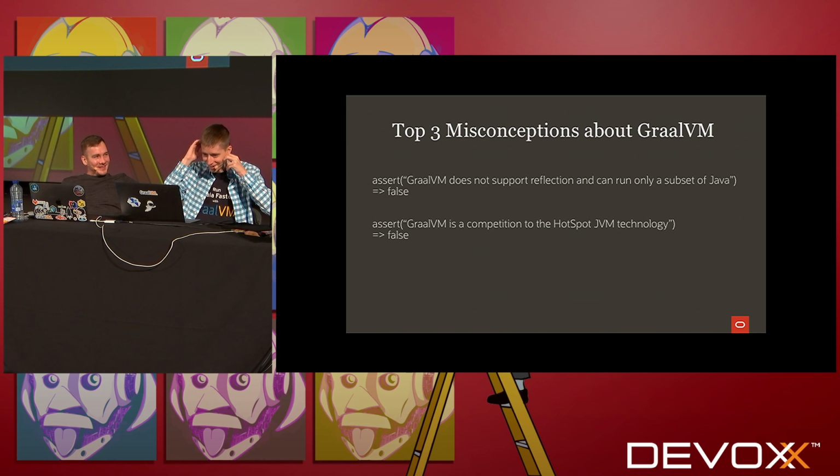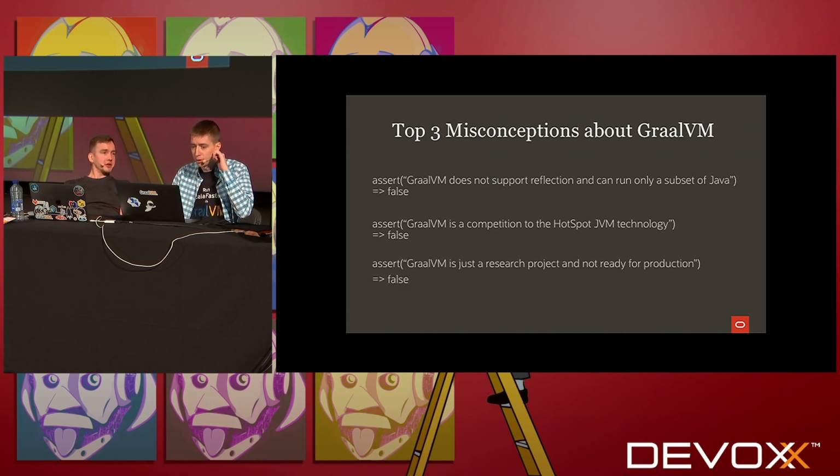So, GraalVM is a competition to HotSpot technology. That's false as well, because GraalVM incorporates HotSpot technology. When we are shipping GraalVM, we actually ship HotSpot with it. So GraalVM is an add-on to HotSpot technology. The GraalVM JIT mode is based on HotSpot technology. The GraalVM ahead-of-time compile mode does not use HotSpot technology, except during the image building process, in which we also run on top of HotSpot technology.